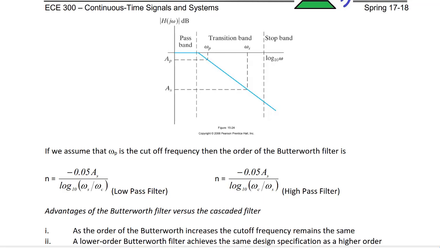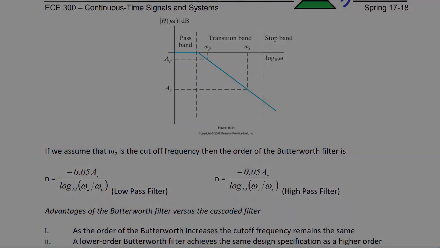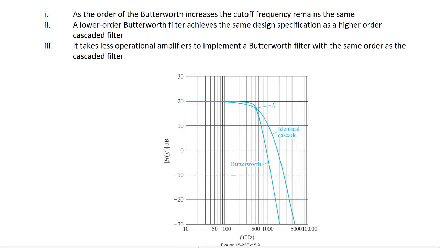Advantages of the Butterworth filter versus the Cascaded filter. As the order of the Butterworth filter increases, the cutoff frequency remains the same. A lower order Butterworth filter achieves the same design specifications as a higher order Cascaded filter. It takes less operational amplifiers to implement a Butterworth filter with the same order as the Cascaded filter. The following figure shows a Butterworth and a Cascaded filter with the same order, and notice that the Butterworth has a steeper cutoff, although it would be designed with less op amps.